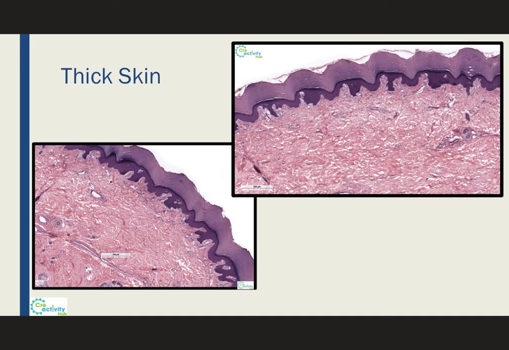There are two types of skin, thick skin and thin skin. Thick skin, which is represented here, only occurs on the palm of your hands and sole of your feet, whereas thin skin occurs on all other body parts. This slide shows, like I said, the thick skin. So the thick skin is also covered by what we call a stratified squamous keratinized epithelium.